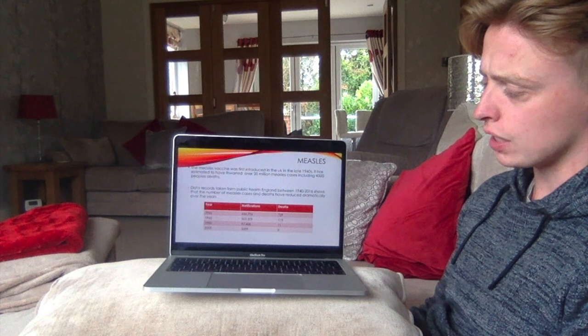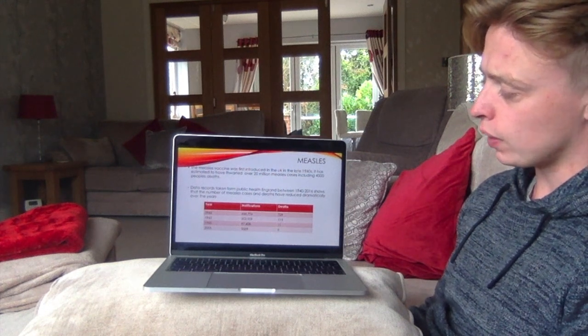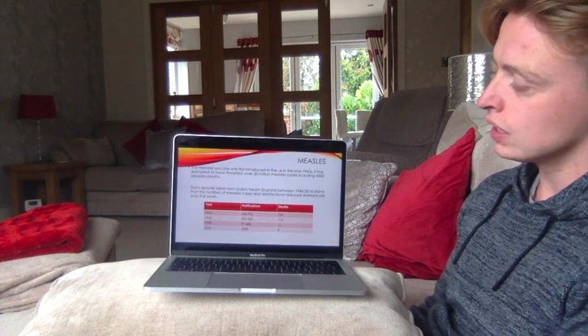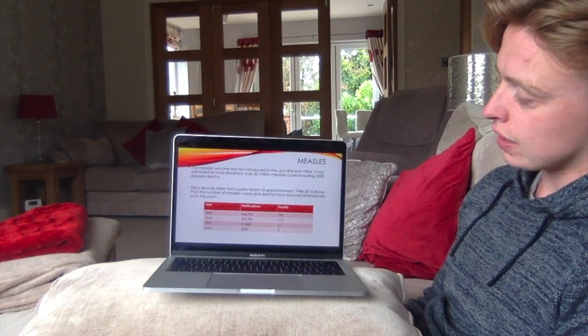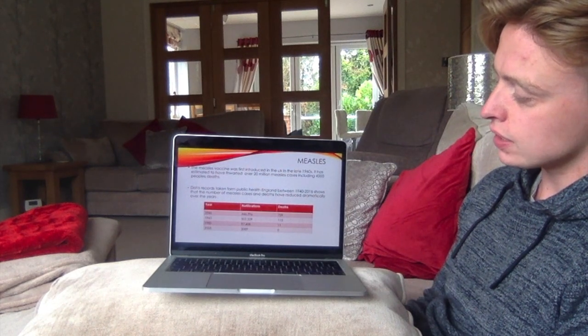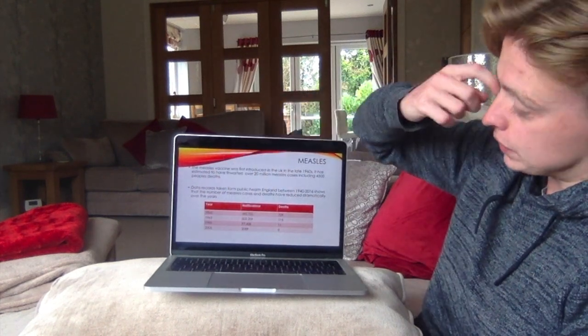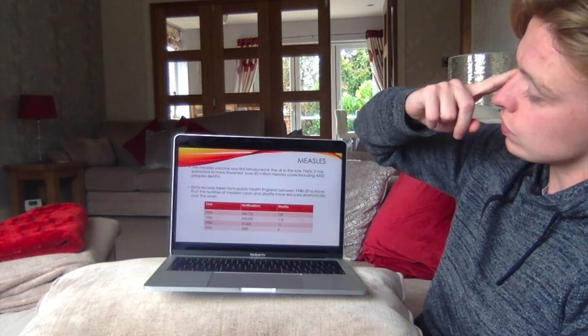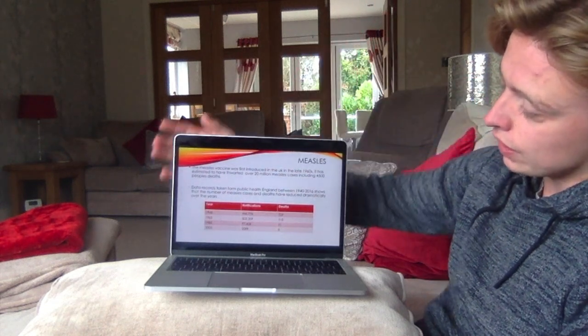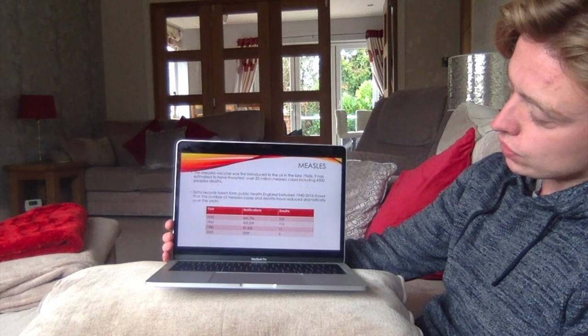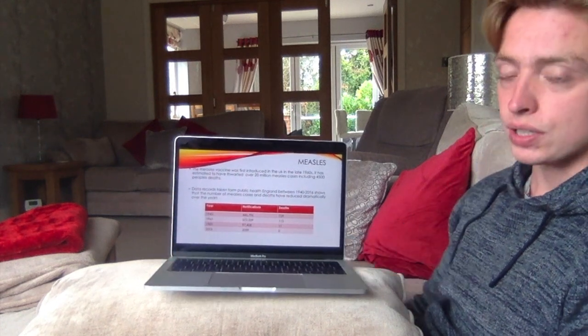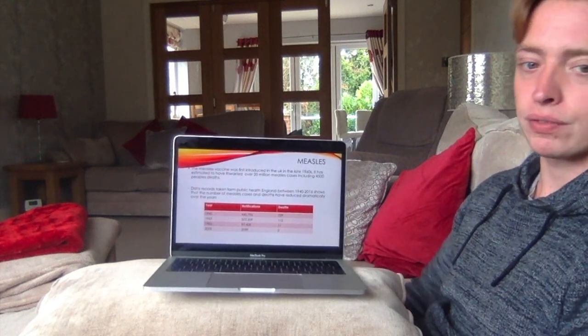So the data records taken from Public Health England between 1940 and 2016 show that the numbers of measles cases and deaths have reduced dramatically over the years, as you can see here in my table. So we had over 400,000 cases in 1945. Then by 2005, it's gone down to 2,000, which is basically nothing when compared to 400,000.